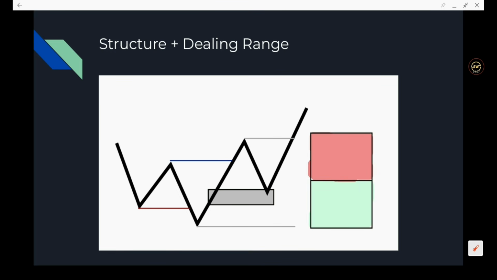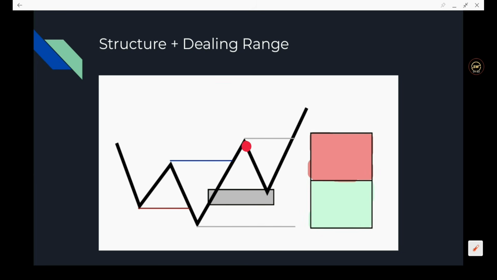So here's the first. We identify the structure. You see, we get a sweep of liquidity here. Even if it closes with the body or with a wick, it just has to go below an old low. Then we break the high, which led to us sweeping liquidity here. That's the breakout structure or change of character, whatever you call it.